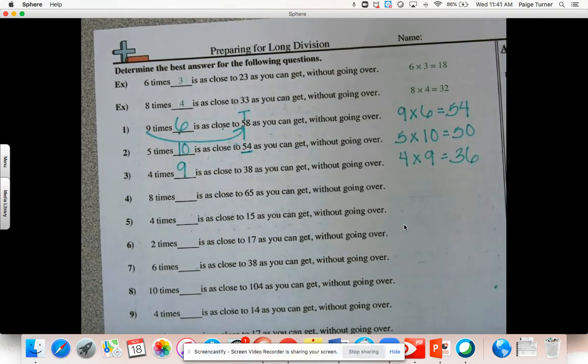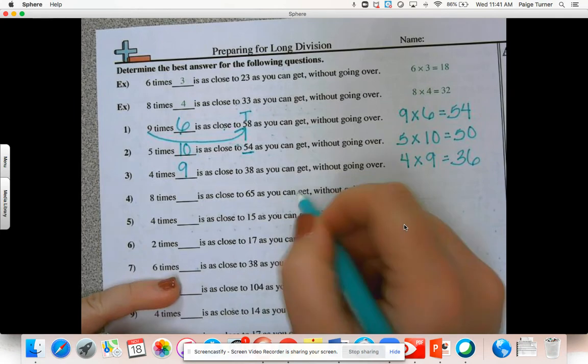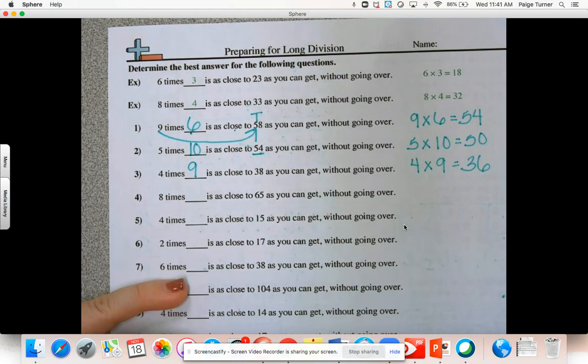If you haven't already figured it out yet, in order for you to divide, you do need to know your multiplication facts. Guys, I can't stress this enough. Study those multiplication facts. Okay, all right, let's look at number 4 here. 8 times blank is as close to 64 as you can get without going over.